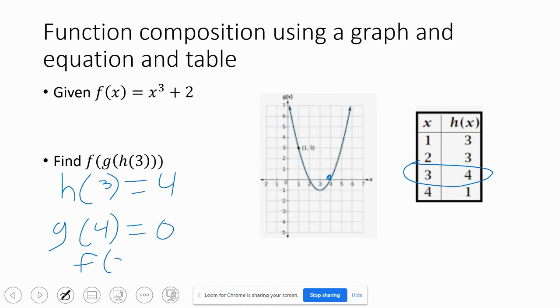So f at 0 is 0 to the third power plus 2. 0 to the third power is 0. 0 plus 2 is 2. So this whole thing equals 2. That's as hard as they get in Algebra 2.